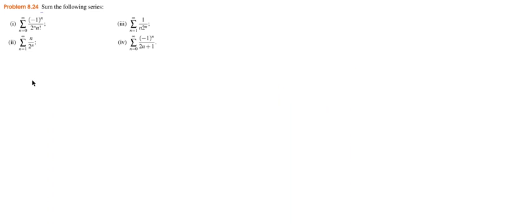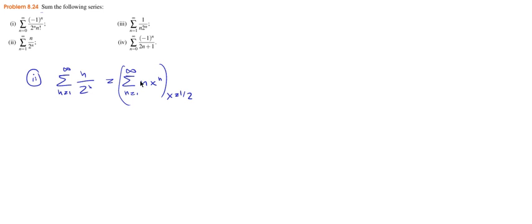Let's see. This is the sum from n equals 1 to infinity of n divided by 2 to the n. This is an arithmetic geometric series, so you know the formula. But let's see if we can compute this. This is the sum from n equals 1 to infinity of n times x to the n, where x is 1/2.